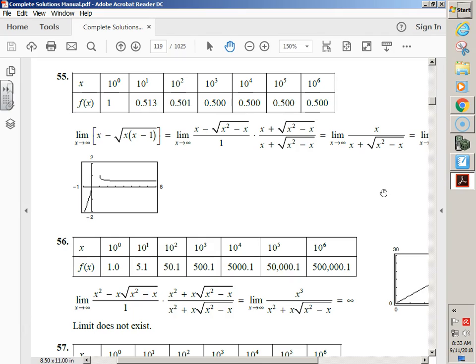AJ and Patricia? Okay. Let's go ahead and go to your guys' bell work, because the bell work with the AP prep for section 1.6.